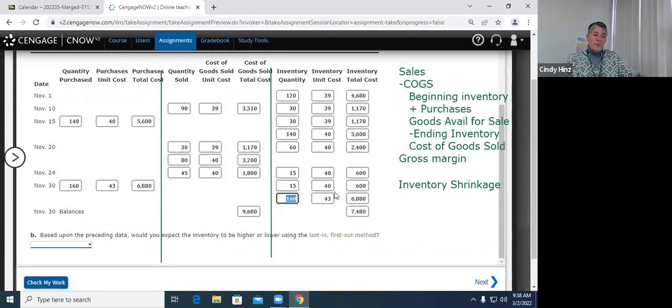So under FIFO, we sold the oldest ones, which in a period of rising prices are the cheapest ones. We sold the $39 ones. We sold most of the $40 ones. And the ending inventory includes the highest value ones, a few $40 ones and mostly $43 ones. Under LIFO, last in, first out, we sell the newest ones. The newest ones are going to have the higher prices, and our ending inventory is going to have the lower prices. We're going to keep the $39 ones. And so, based on these data, would you expect the inventory to be higher or lower using last in, first out? The inventory would be lower because we kept the $39 ones, not the $43 ones.